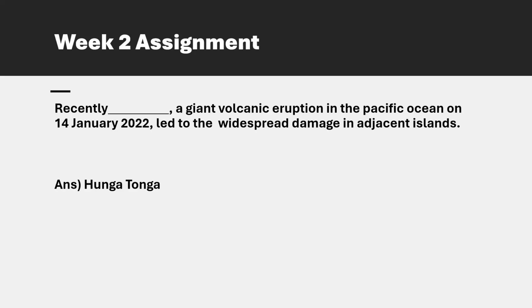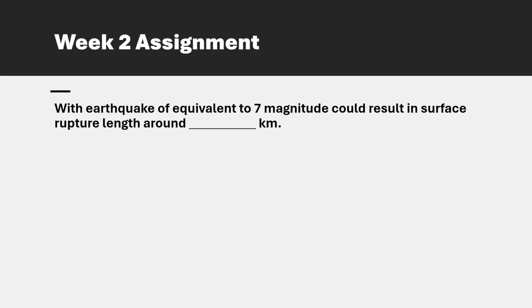The next question is: an earthquake of equivalent to 7 magnitude could result in surface rupture length around dash kilometers. Can you tell me the answer? You're given the magnitude of the earthquake and asked to calculate the surface rupture length. For those of you who have answered this, please give me the answer. And for those of you who don't know the answer, I'll explain how you are getting it.